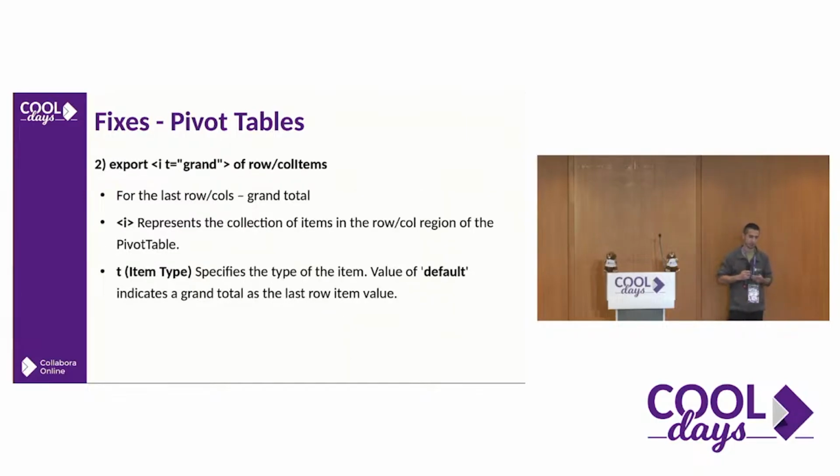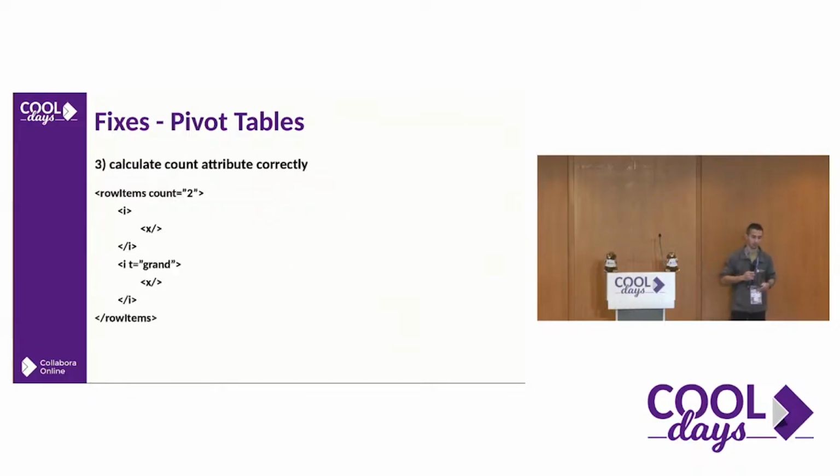Yes, this fixed the background color issue. The last i element should have t equals grand to show that the last row is the grand one, the total result. And yes, this is very important because we have to know how many data rows we have. So I needed to calculate the count attribute correctly.